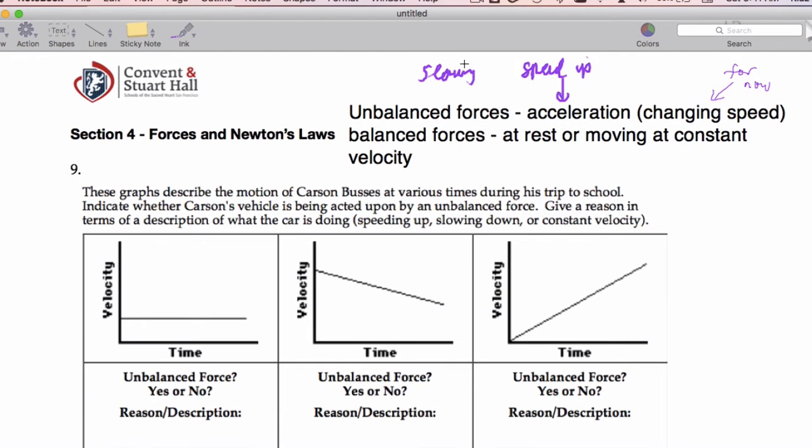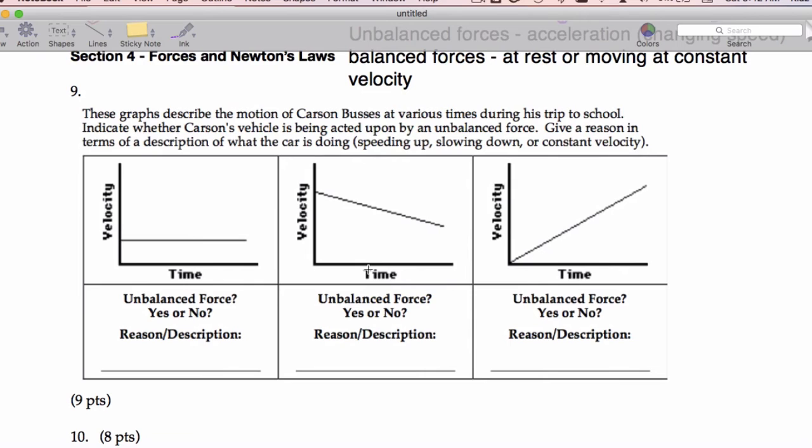I want to be clear on something. If you come to rest, like if you stop, that's an extreme case of slowing down. And if you start moving from rest, that's kind of an extreme case of speeding up. So both of those fall under that whole category. So now we have the motion of Carson buses. If you didn't figure out the pun, that's cars and buses at various times during a trip to school.